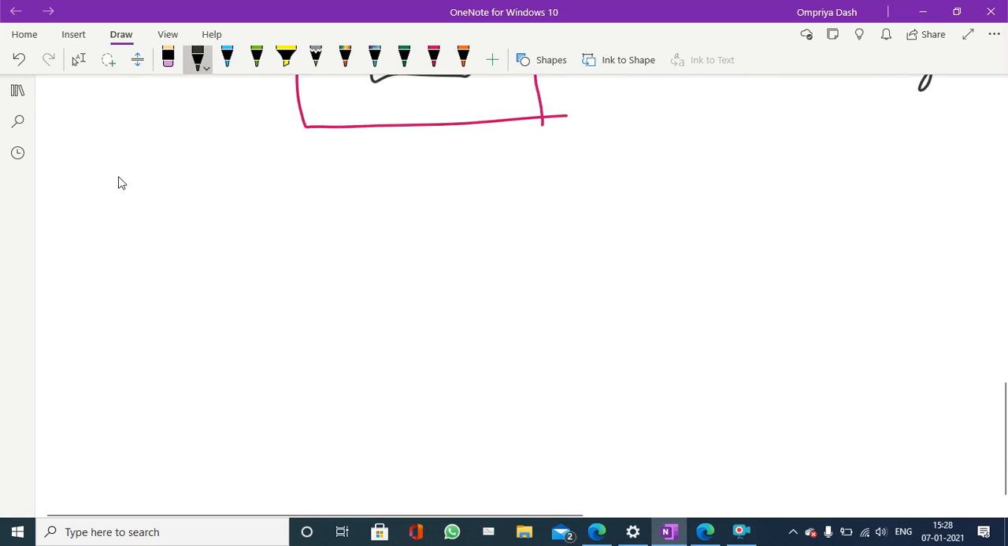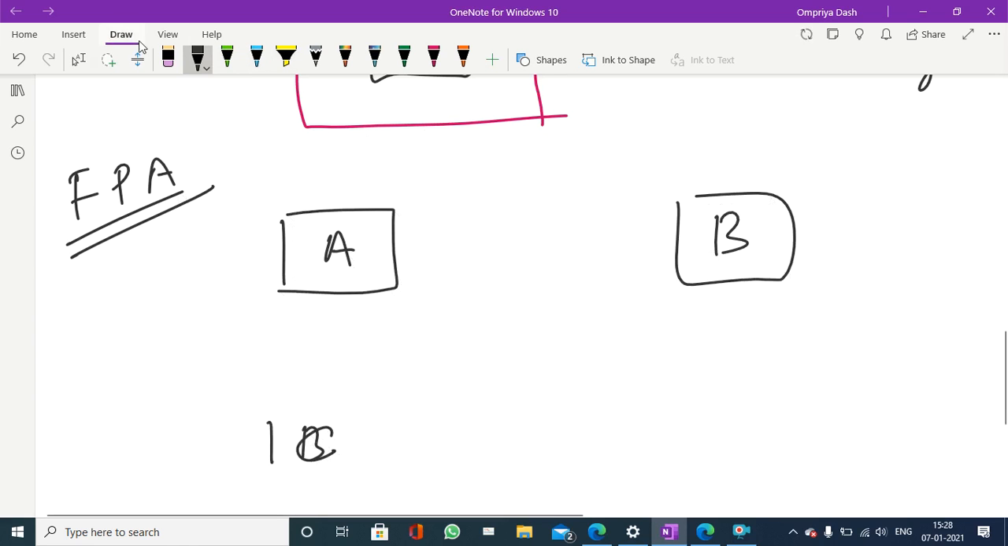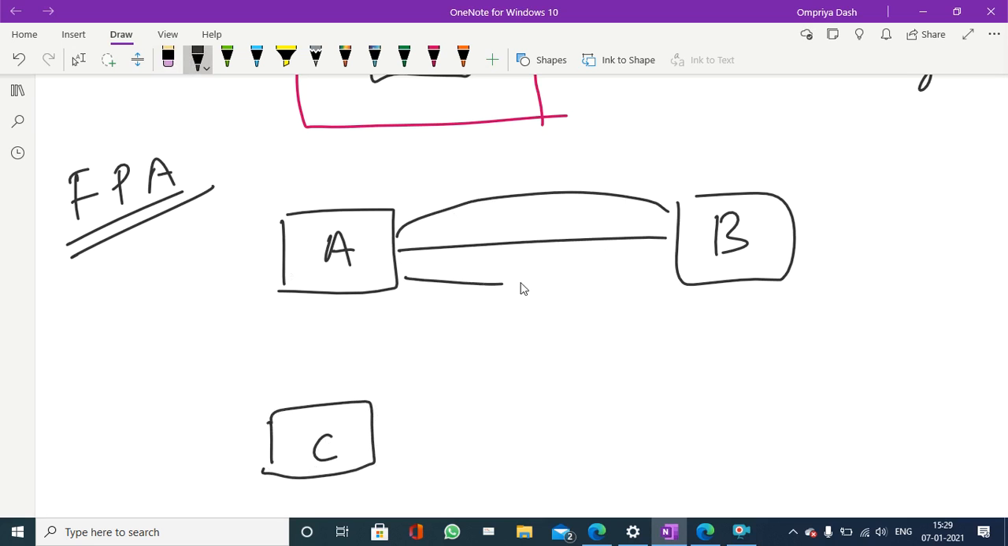We discussed the fundamental principle of addition. I give you an example. Suppose, first of all, I have a place here A, a place here B, and a place here C. Now, in order to go from A to B, I have 3 routes. In order to go from A to C, I have 2 routes.